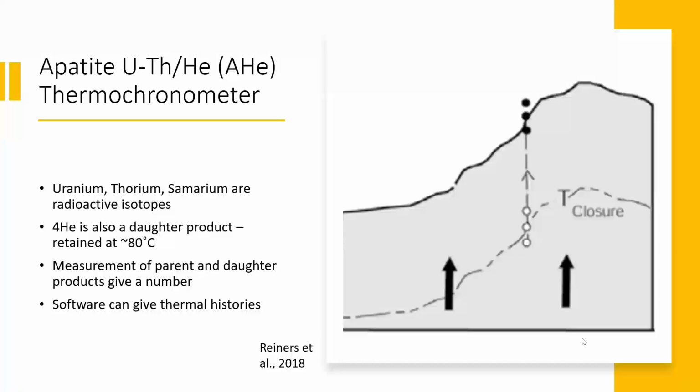So you send your apatites in to get measured for uranium, thorium, samarium, and helium, and they send you back a date that is a function of its thermal history, or a function of how it cools through the crust. And then that date, along with other information they send you, you can put in a software, which we use, HeFTy, that can give you cooling histories or thermal histories.